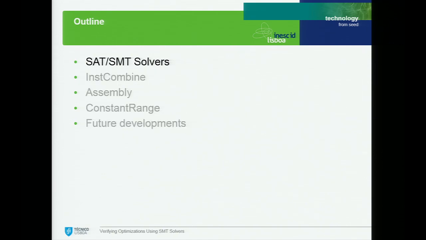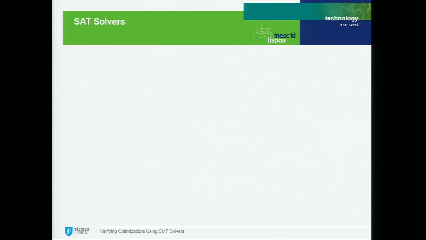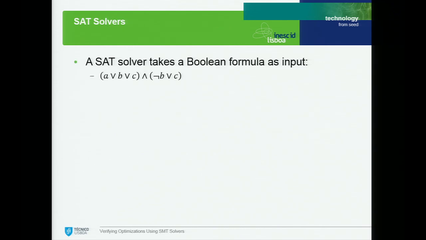SAT solver. So who has used a SAT solver before here? Okay, 3 people, 4 people. Well, a SAT solver is a pretty simple tool. It takes a Boolean formula as input. So you can say, well, A or B or C and not B or C. And what the SAT solver will try to find is a set of values for these variables that makes the formula true. It's very simple.